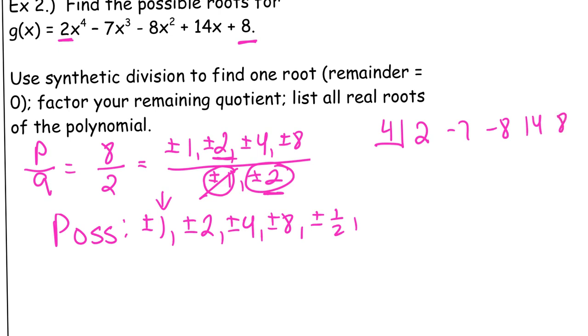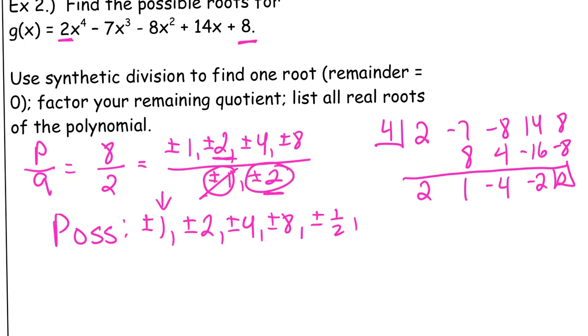So I got 5 numbers. The degree is 4, so all spaces are accounted for. Remember, you got to have something for every degree, or you put a 0. So bring down your 2, and if we multiply and combine, we get good. Multiply, combine, we get good. Multiply and combine. Oh, I'm so excited. And multiply and combine.